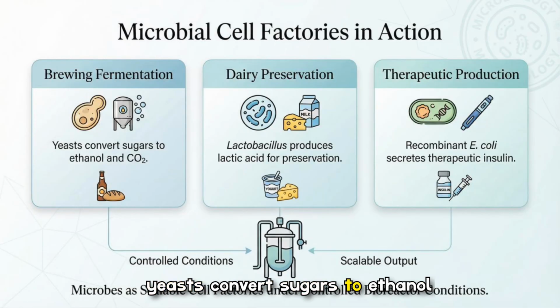Yeasts convert sugars to ethanol and carbon dioxide for brewing, Lactobacillus produces lactic acid for dairy preservation, and engineered E. coli can secrete therapeutic insulin. The common theme is scalable production under controlled bioreactor conditions to deliver consistent, useful outputs.